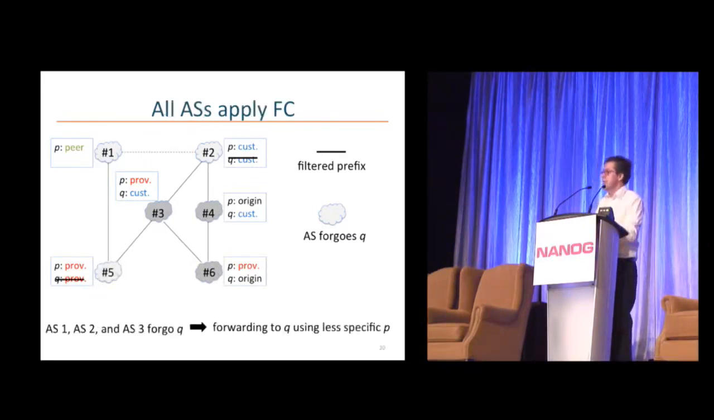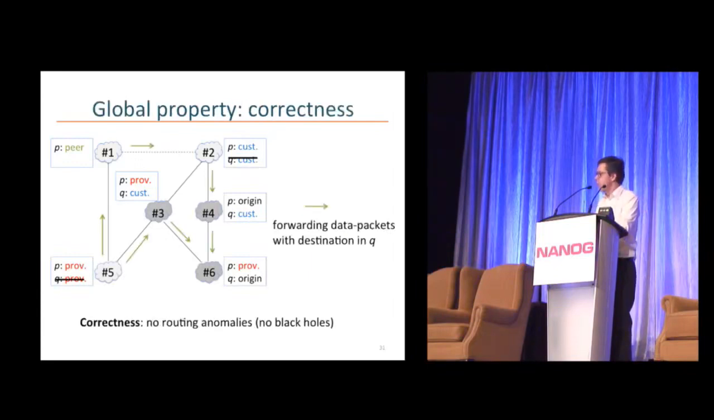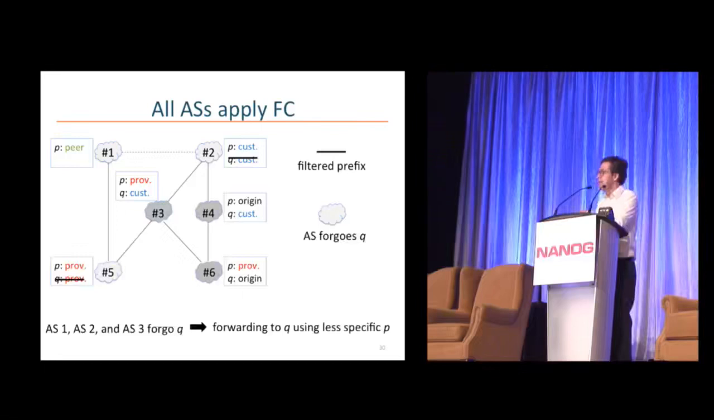If all nodes apply the filtering code, we arrive at this final state. In this final state, AS1, 2, and 5 forego Q. They have coarse-grained information about Q via prefix P. And AS3 and AS4 have detailed information about Q. They have a route for Q. Another way of looking at this is the following. Prefix Q is propagated only in the vicinity made of AS3 and AS4.